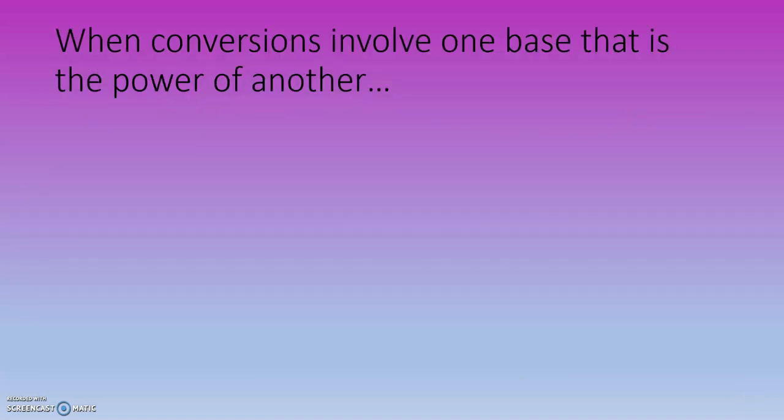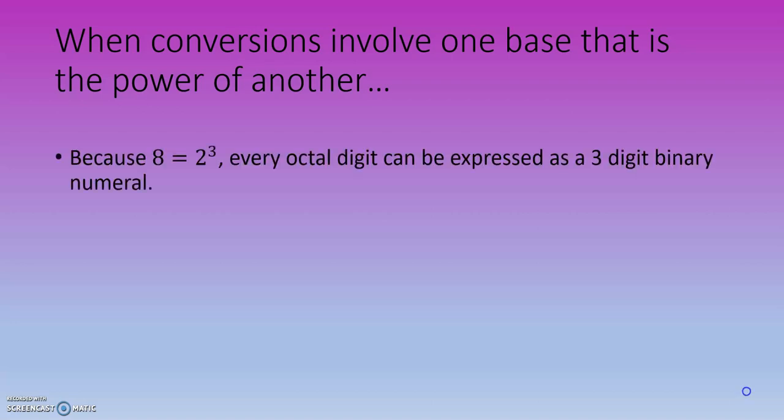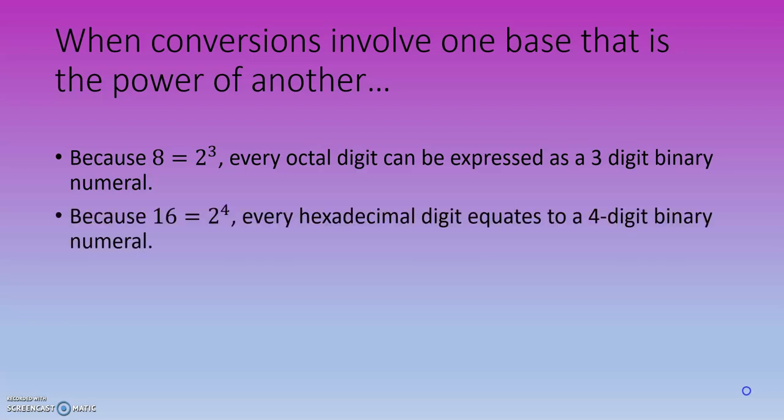When conversions involve one base that is the power of another, because 8 equals 2 to the third, every octal digit can be expressed as a 3-digit binary numeral. Because 16 equals 2 to the fourth, every hexadecimal digit equates to a 4-digit binary numeral. We're going to use that chart we made with our binary, our octal, our hexadecimal columns.